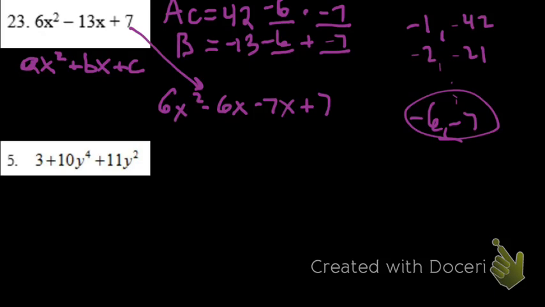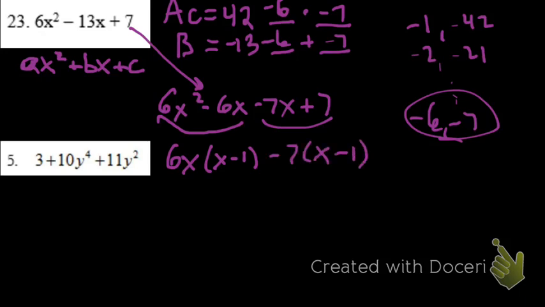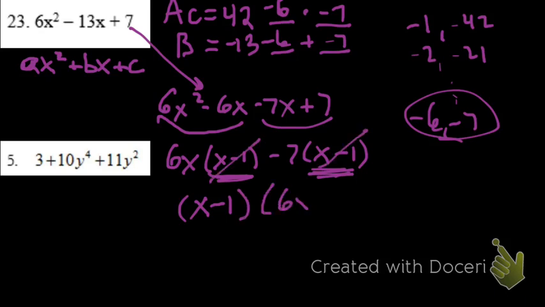So look at the first two terms and pull out the greatest common factor. So you can pull out a 6x, and then you're left with x minus 1. And then in the next two terms, you could pull out a negative 7, and you're left with an x minus 1. And now you have two terms, each with a common factor, x minus 1. So you could pull that out, and then you're left with 6x minus 7. Alright? That's how you factor that.